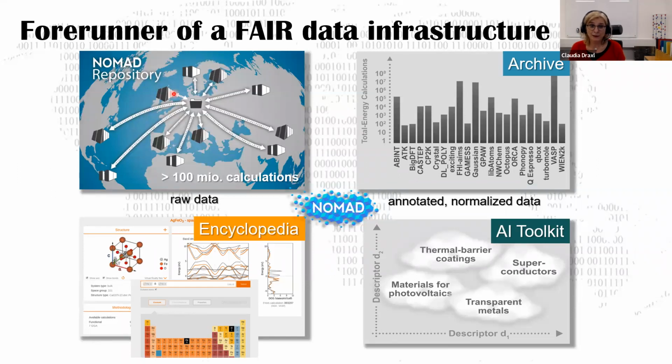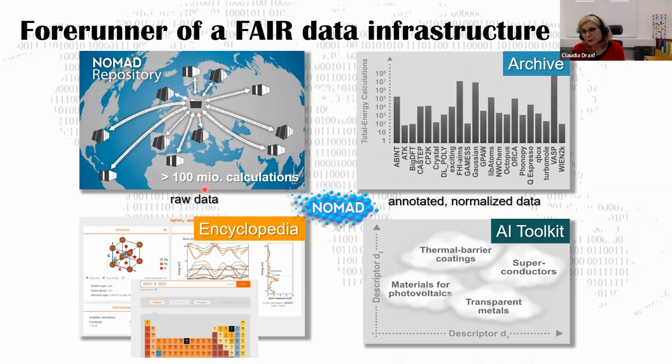2014 means it was created as a FAIR database two years before the term FAIR was published. Right? So what it's about: people from all over the world can upload calculations from electronic structure theory. And since 2014, we have been collecting more than 100 million calculations. So these are the raw data. People basically upload and download their input and output files.